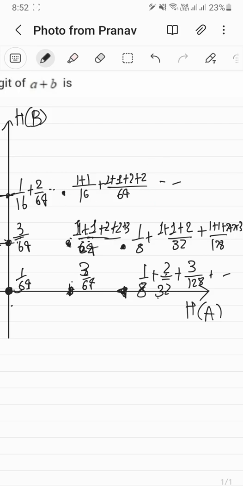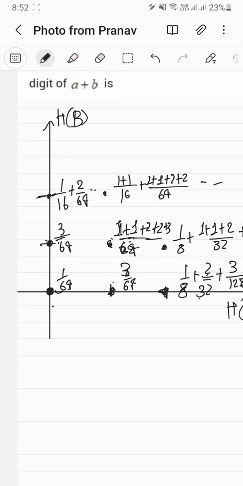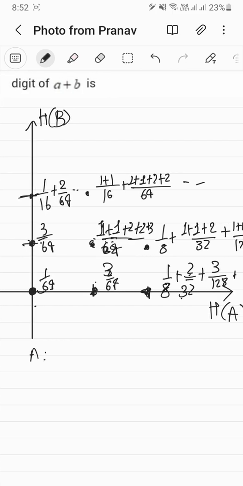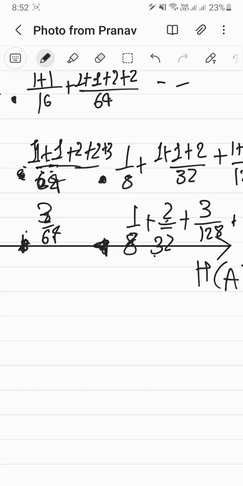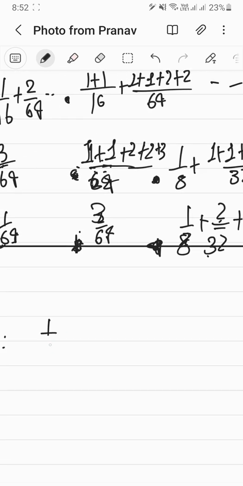Yes, now notice the pattern over here. So let's do something for A. For A, what will this actual probability be? So it's like 1/8 plus 2 upon 32 and so on. So we can write this as half of summation of n upon 4 power n. It goes from 1 to infinity, I think, right?